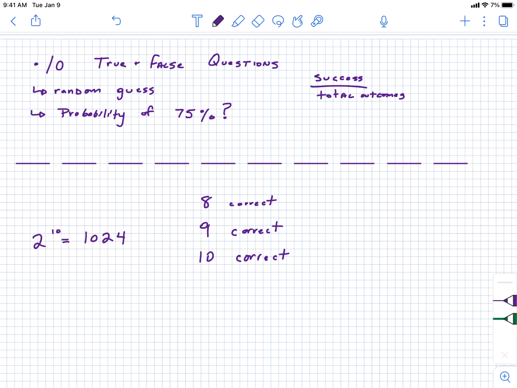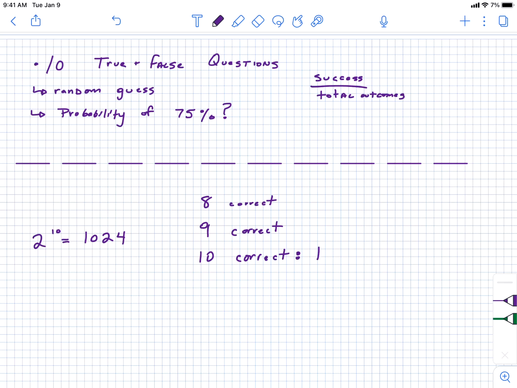So let's start with getting 10 correct. There is only one way to get all 10 questions correct. Okay, that one doesn't require much calculation or much thought, right? If I'm taking a 10 question test, there's only one way I can get everything correct.